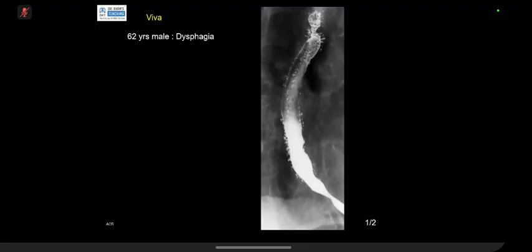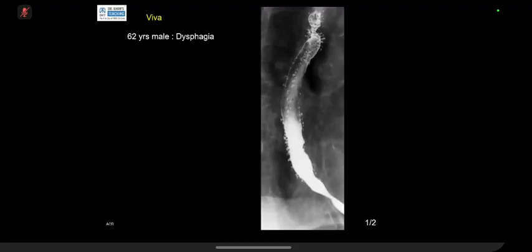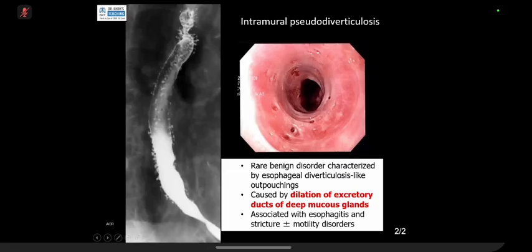So this is a pathognomonic exam favorite film. Once again, now what is happening? If you see here, this is the esophagus. Now something is projecting out. Where is it projecting? It is projecting into the wall. And with that, there is a stricture here. So this is known as intramural pseudodiverticulosis.